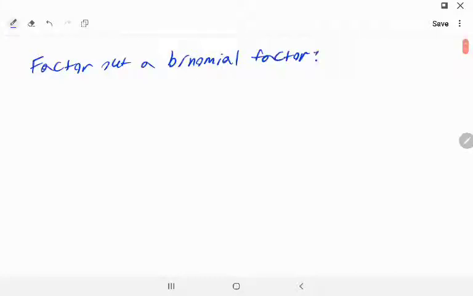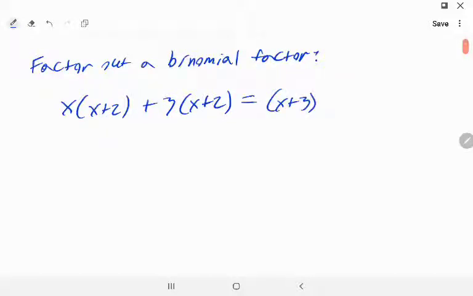We notice we're not restricted to factoring out just a single term. We can factor out a binomial factor. What does that mean? If we saw x times the quantity x plus 2 plus 3 times the quantity x plus 2, we notice that we can think of that as being the quantity x plus 3 times the quantity x plus 2.